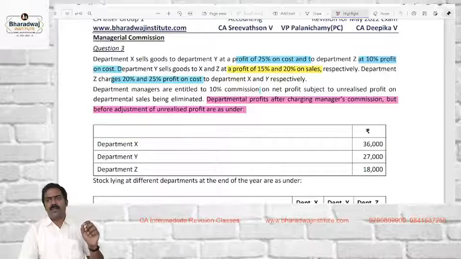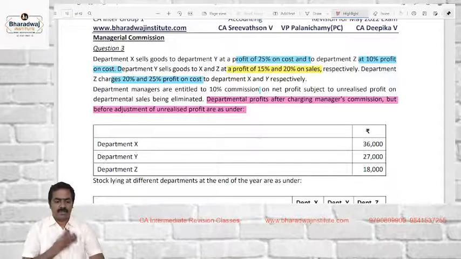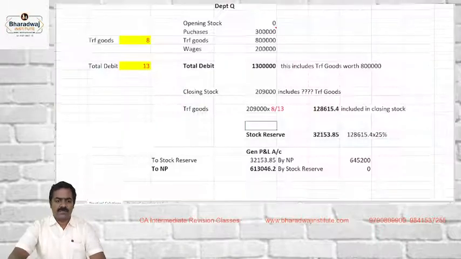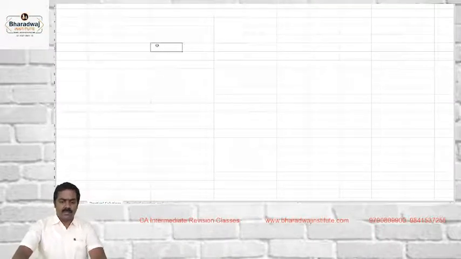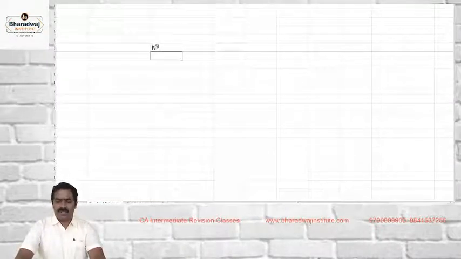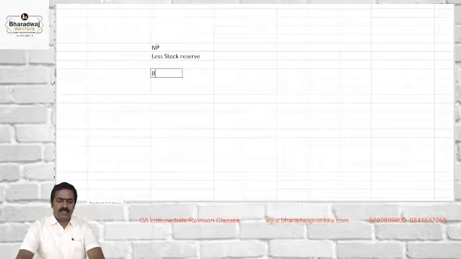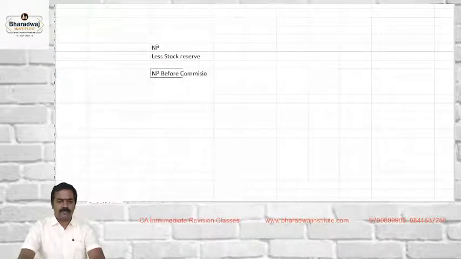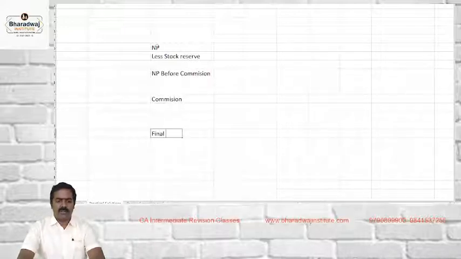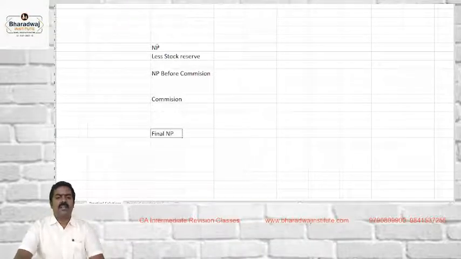They have not eliminated stock reserve, but they charged what? Managers' commission. Actually, they should have done like this. Net profit less stock reserve they should have done. Then net profit before commission they would have arrived at. On this they should have worked out commission and arrived at final net profit. This is the correct method of doing.